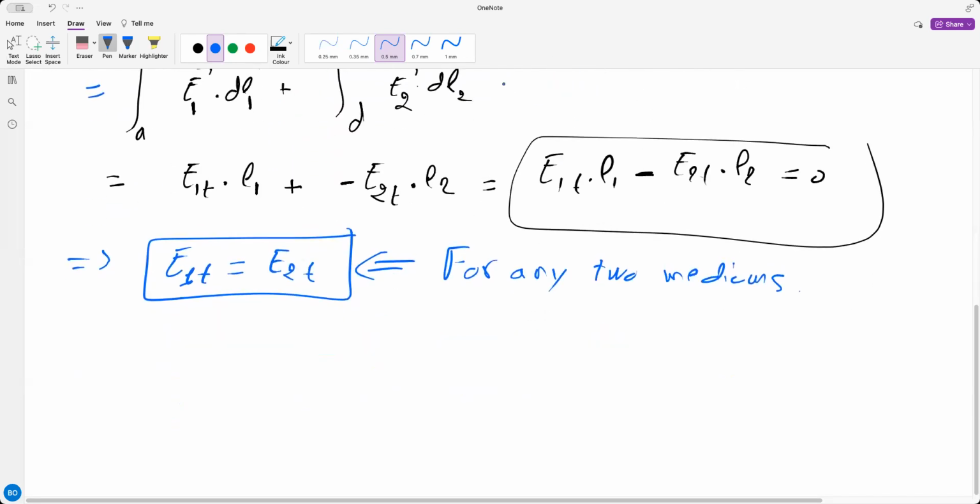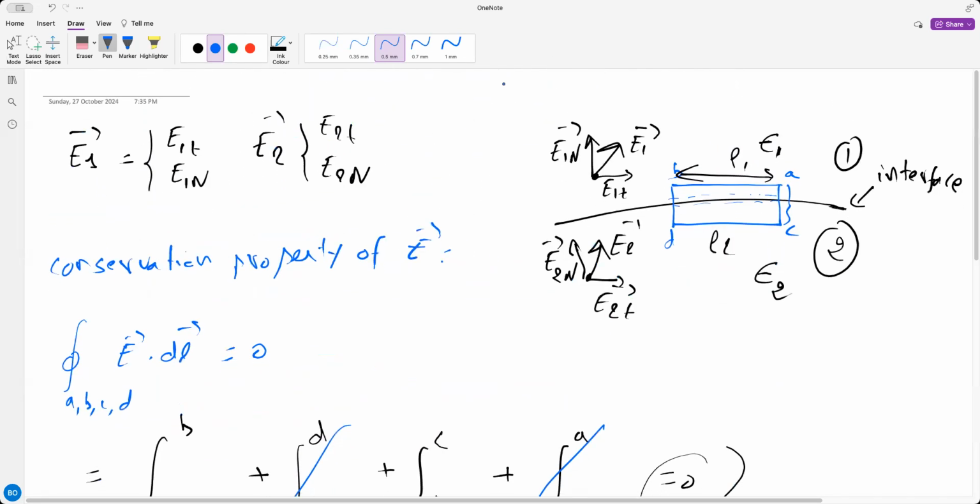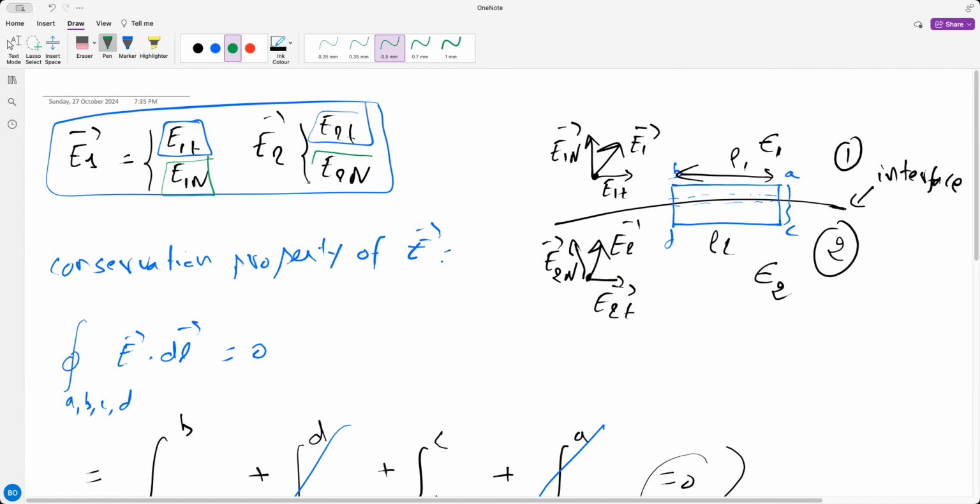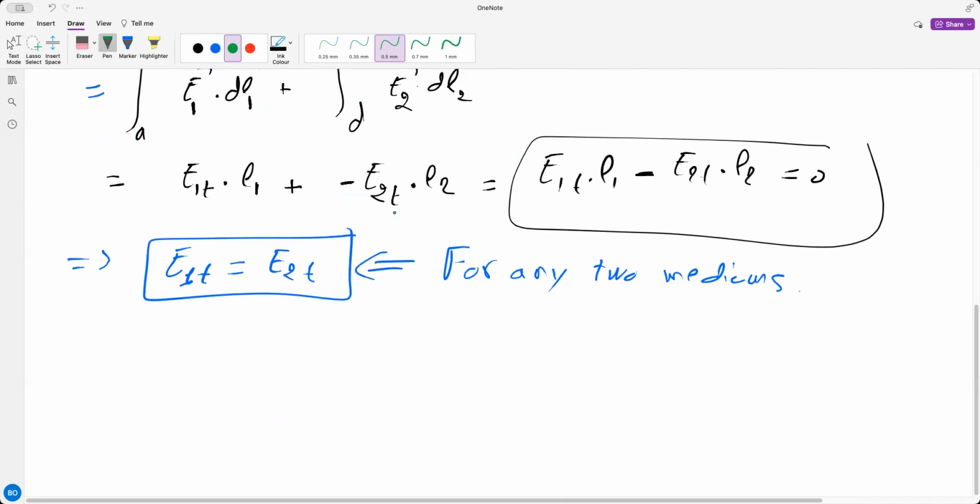Now, what did we say? If you have a question, please tell me. So this is our goal: to see what happens to the electric field components when we reach the interface between the two media. We just found that between the two media, the component that is tangential, along the interface, are equal. Now we want to see what happens to the normal component.